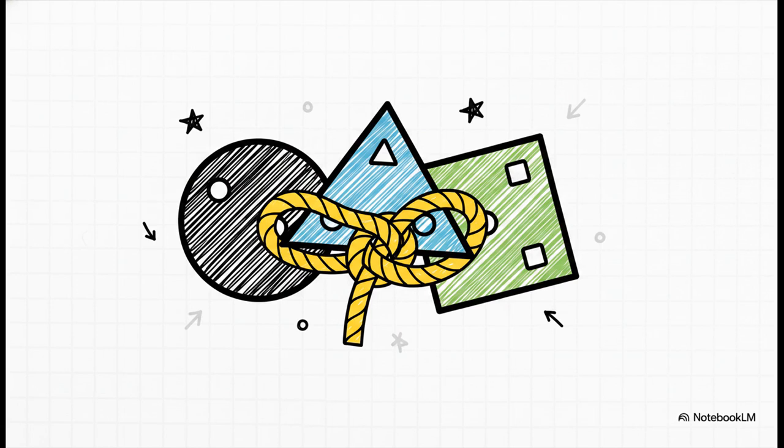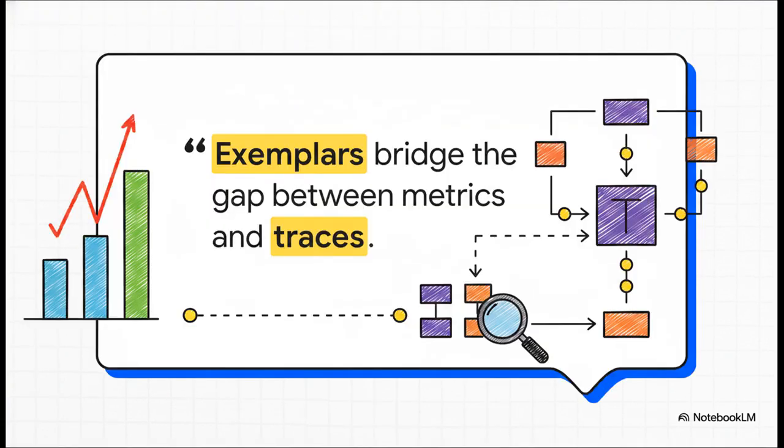The true climax of this explainer, the absolute peak of modern observability, is how we tie them all together. And that is done using a sort of magic trick called exemplars. And this brilliantly illustrates why this entire OpenTelemetry architecture is worth the effort in the first place. An exemplar is essentially a trace ID attached directly to a metric sample.